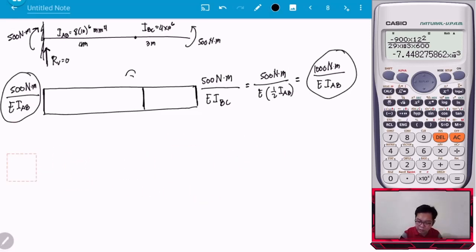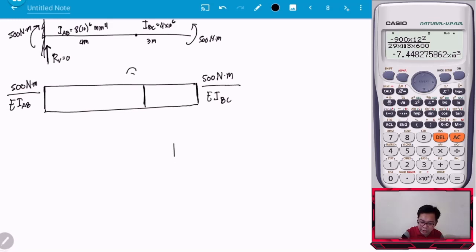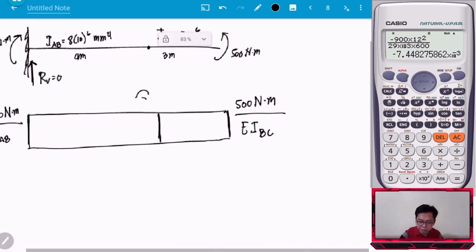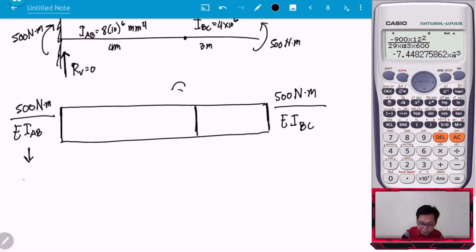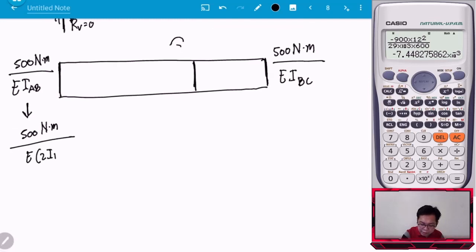Let's try to use yung IBC daw. What if yung IBC yung i-retain ko? Now, I will try to express IAB, of course, in terms of IBC. Now, I hope agree naman kayo na ang IAB is obviously equal to twice IBC from our figure, di ba? IAB is twice IBC. So, therefore, dito ko lang sa baba ilalagay, magiging 500 Newton meter over E. Ano yung IAB? IAB is twice IBC. Therefore, this will now become 250. Magiging 250 Newton meter over E IBC na to.